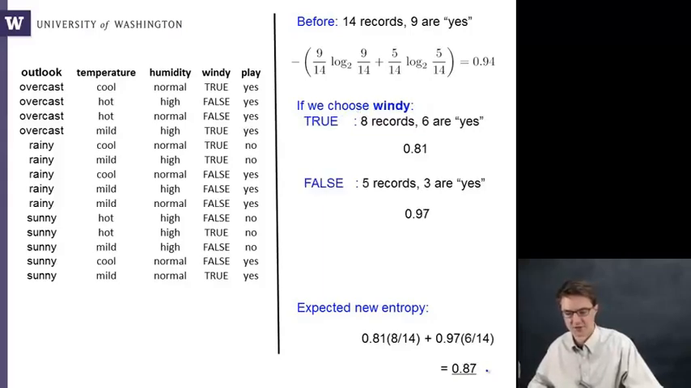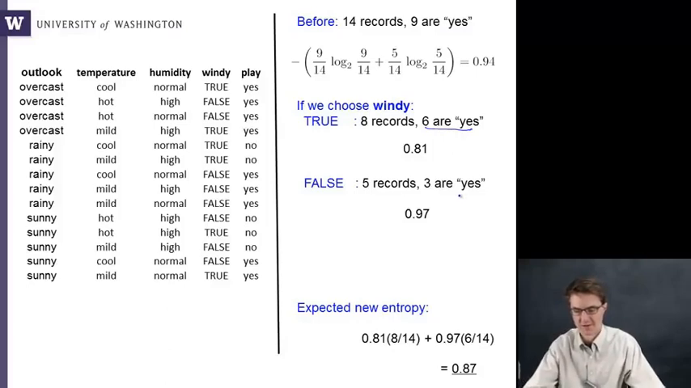And finally, windy, there's also only 2 values here. If it is windy, there are 8 records, 6 of which indicate we played, and the entropy is 0.81. When it's not windy, there are 5 records, 3 of which we played, and the value is 0.97. Run through the numbers, and you get 0.87.